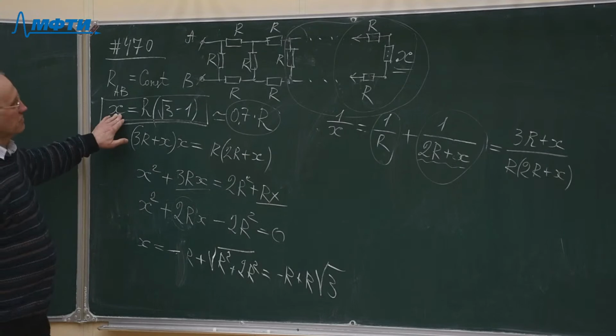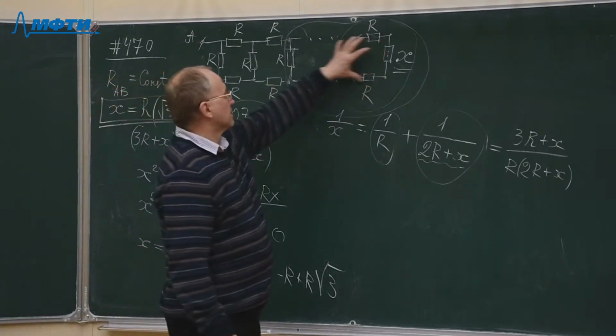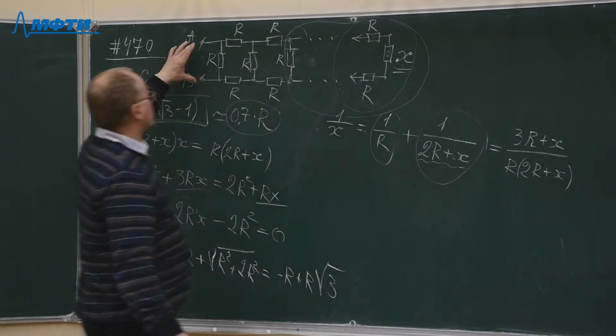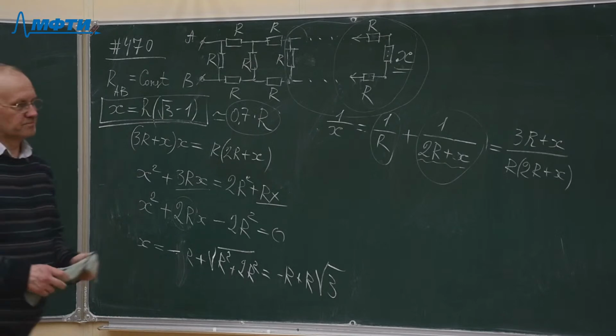If we choose such a resistance in this scheme, then attaching another cell will not change the resistance between points A and B.